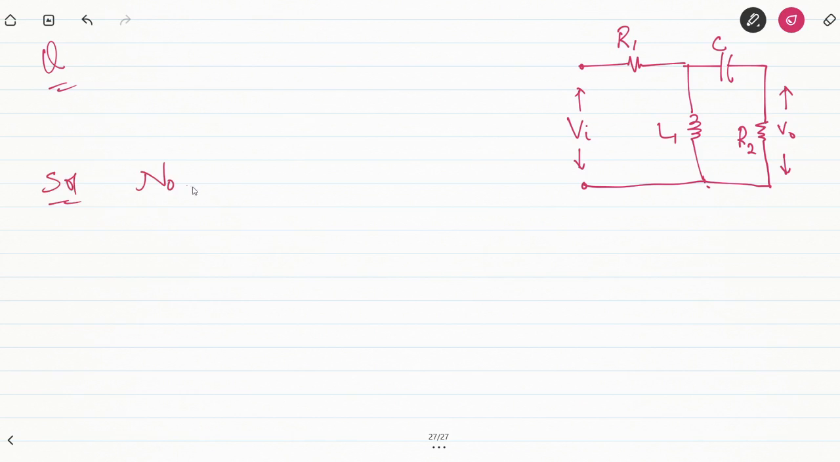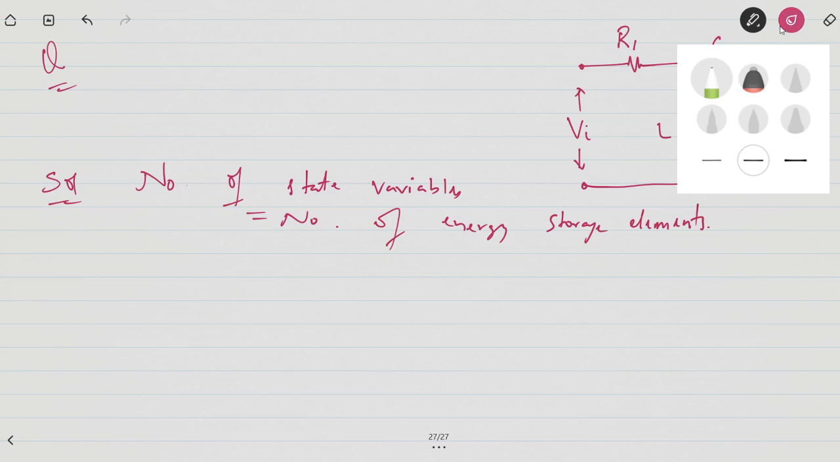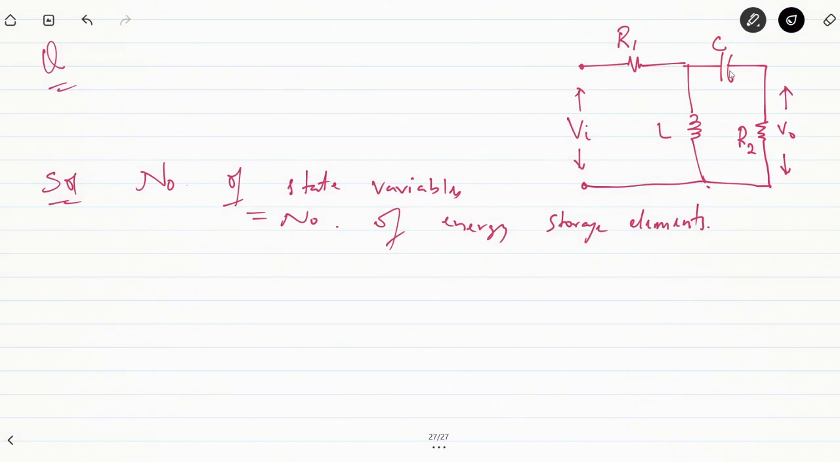So we know the number of state variables in any electrical circuit is decided by the number of energy storage elements. So what are the energy storage elements? One is the inductor and the other is the capacitor. So you have one inductor here, and you have one capacitor. So that means the total number of energy storage elements are 2. So number of state variables for this particular electrical circuit will be 2.